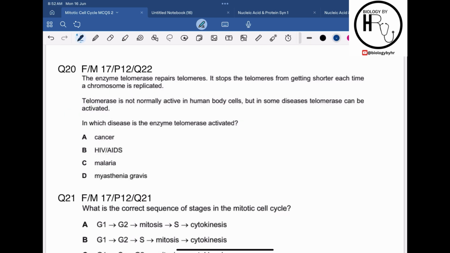Alright, so moving on with question number 20, which is from February-March 2017, paper 1-2, question 22. The question says that the enzyme telomerase repairs the telomeres. It stops the telomeres from getting shorter each time a chromosome is replicated. We know that with each cell division, the telomeres shorten. But with the presence of telomerase, that enzyme will add DNA repeats back to the telomeres, which will prevent the telomeres from shortening, right?